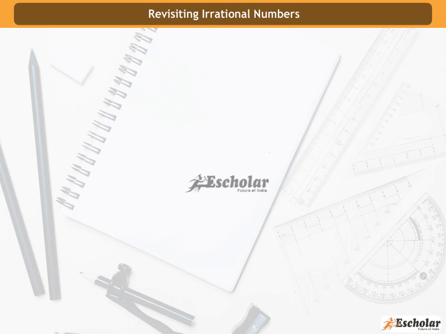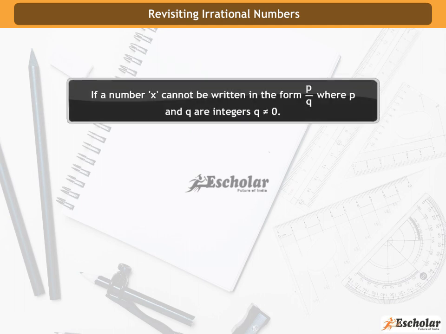Revisiting irrational numbers. If a number x cannot be written in the form p by q, where p and q are integers and q is not equal to 0. For example, root 2, root 3, root 5 are irrational numbers.